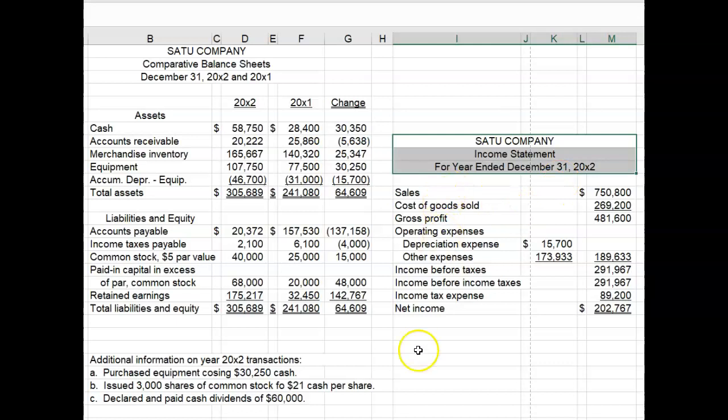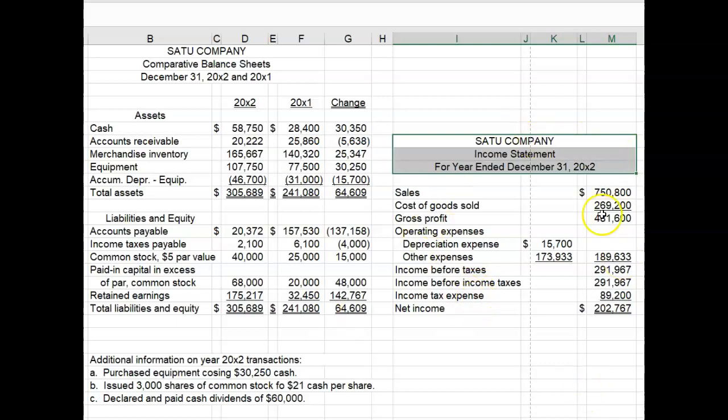So we need to know if there are any items on this income statement that had absolutely nothing to do, and never will have anything to do, with cash. Sales, we receive cash from our customers. Cost of goods sold, we pay cash for our inventory. Other expenses, we pay cash for those. Income taxes, we certainly pay cash for those.